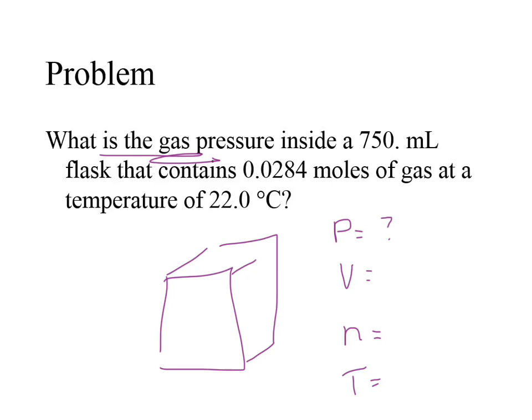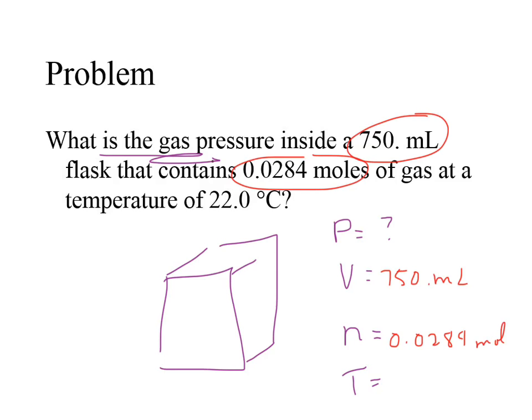The next bit of information looks like a volume to me, 750 milliliters. Looks like they're giving me moles. That's the N, 0.0284 moles. The temperature, looks like I've got a little bit of fixing to do, don't I? The temperature is 22.0 degrees Celsius. Sometimes when I'm doodling the problem like this, I will go ahead and say plus 273 is equal to whatever the Kelvin temperature is, because that's a flag to me.